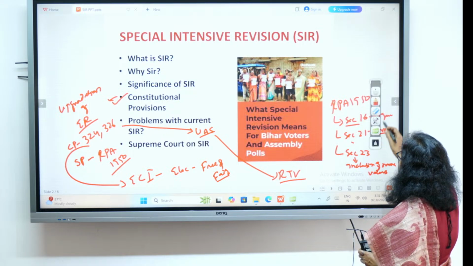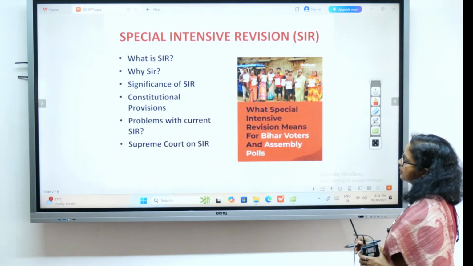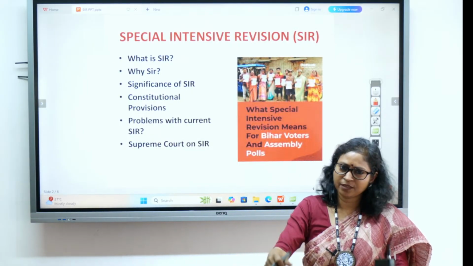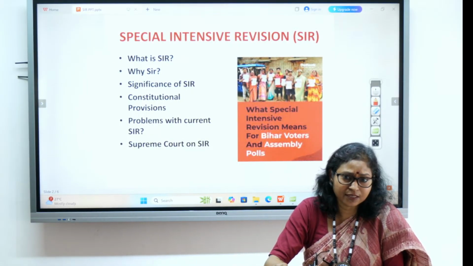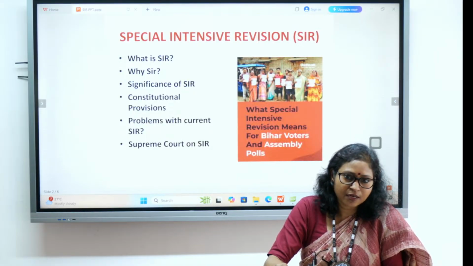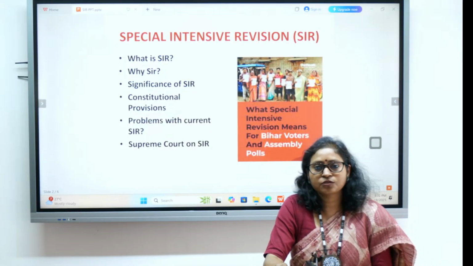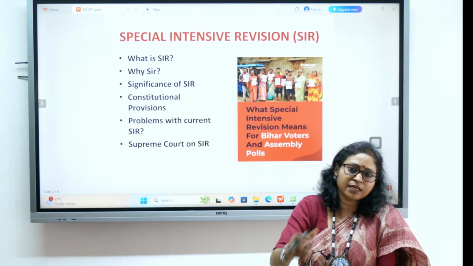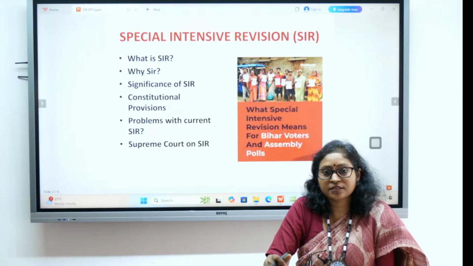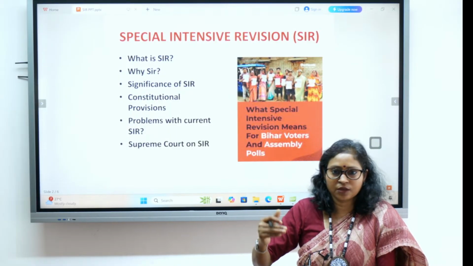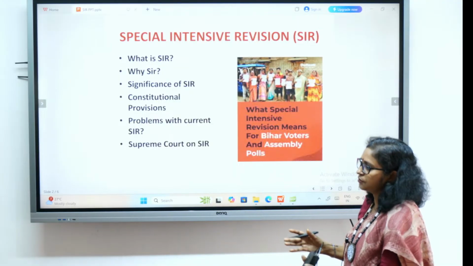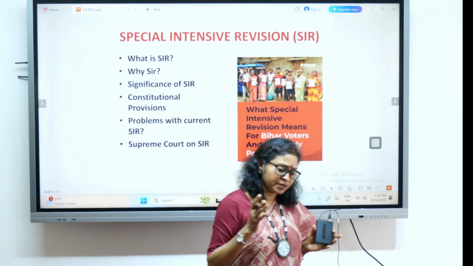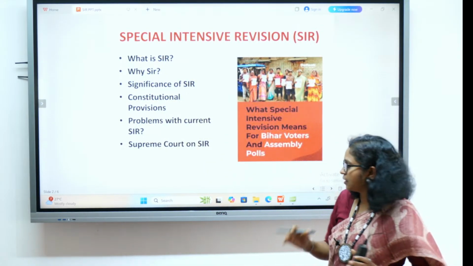So let's look into what is the problem with the current SIR. The current SIR, as all of you might know, is being conducted in Bihar, where the election is going to be held in November 2025. Before that there has been a Special Intensive Revision, an upgradation of the electoral roll, which started from 25th June 2025, and the period is till 30th September.